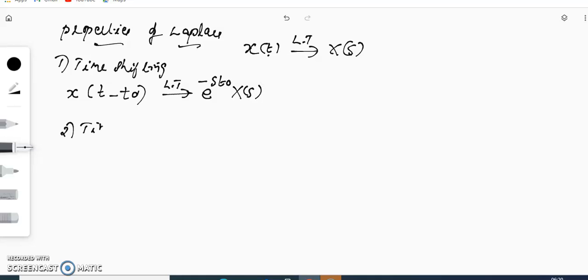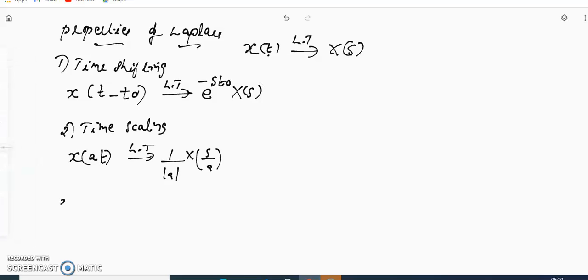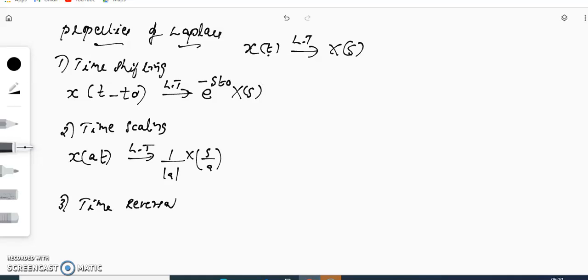And the second property is time scaling. Time scaling means in time domain, you are multiplying with a constant, x of at, and its Laplace transform is 1 by mod of a into x of s by a. That is time scaling. The third property is time reversal. So time reversal means instead of x of t, it is x of minus t, and the Laplace transform of this will be x of minus s.